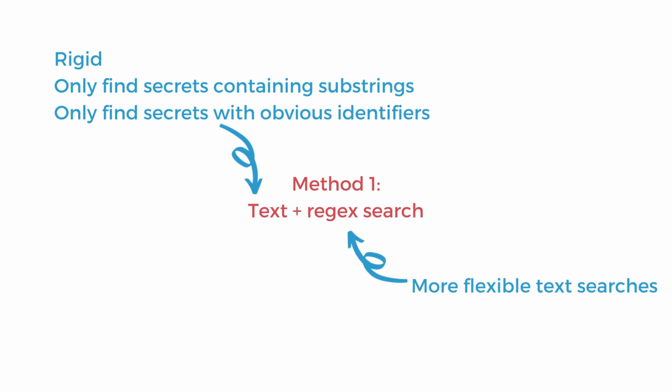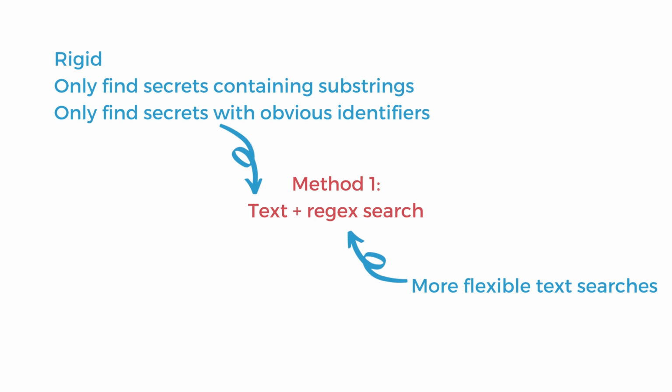But the issue is that text searching is quite rigid and it can't always find a lot of the secrets that don't contain a certain phrase or a certain substring, and it also cannot find secrets that are not referenced with obvious variable names like password, key, secret. So this is where regex searches come in.